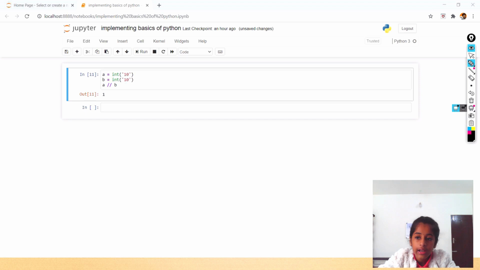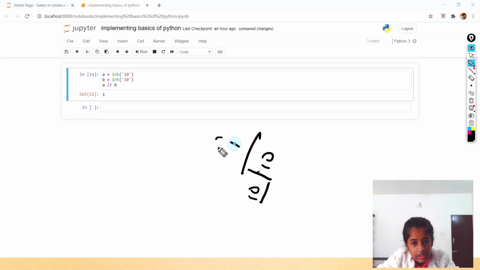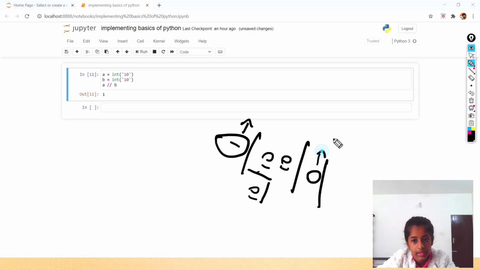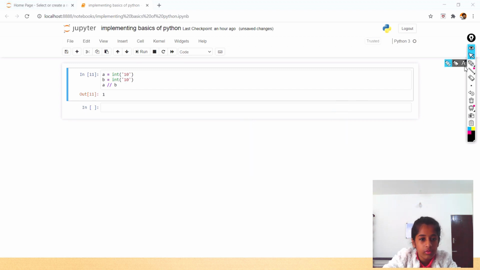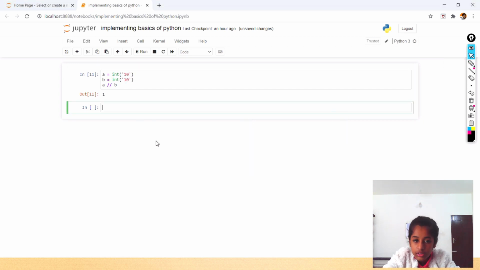I know you guys can get confused about modulo. What you can do is just think that in 10 divided by 10, the quotient is going to be the division's answer and the remainder you get is going to be the modulo. This is going to be the modulo. So now let's continue with the next type of operator.